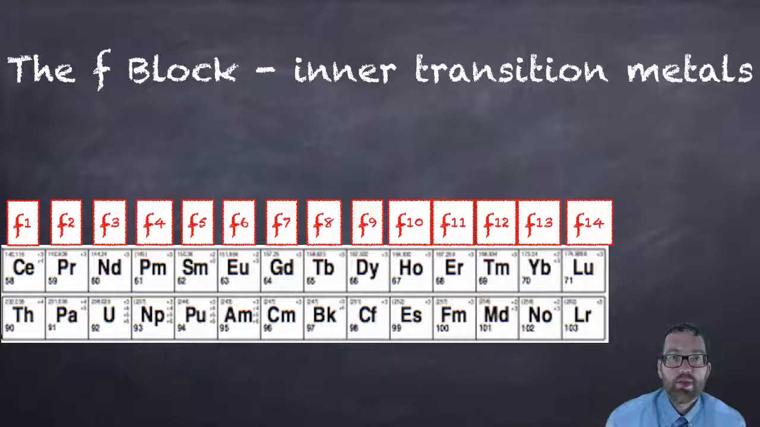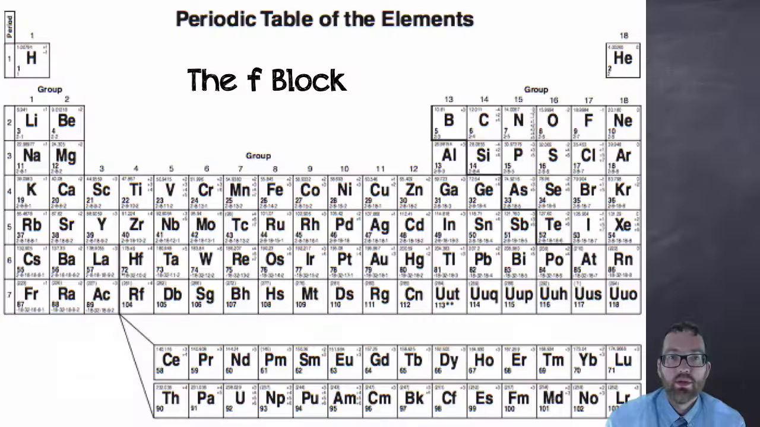Next we have the f block, or the inner transition metals, and you can number them right across the top, f1 through f14. I will probably never ask you to do an electron configuration of an inner transition metal. It's just too many electrons. It'd be a long process to write that out. But if you're curious, this is how they're numbered, and they are located, of course, below the main table. You can label that f block.